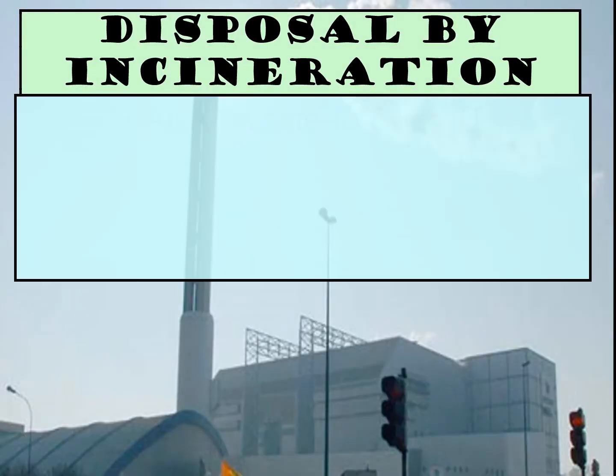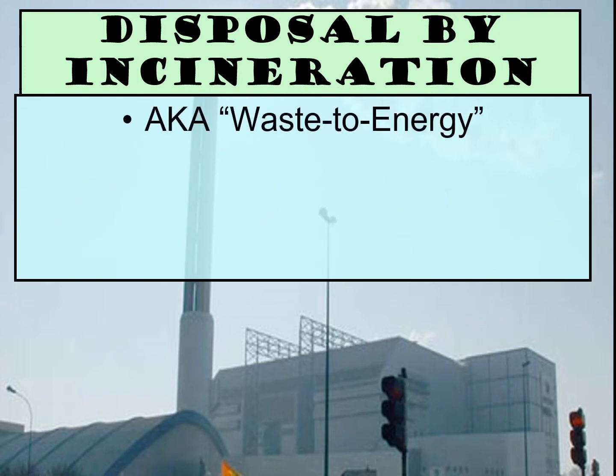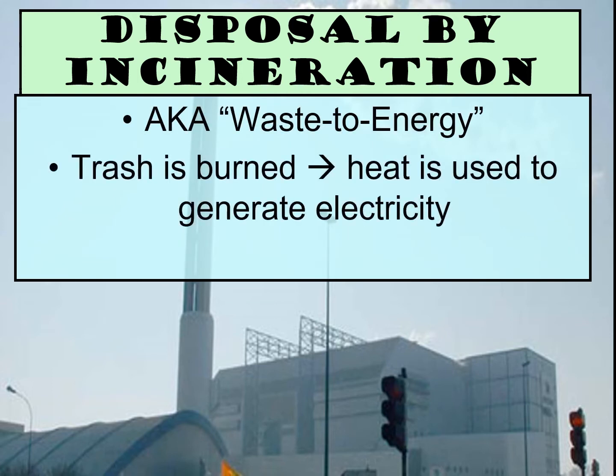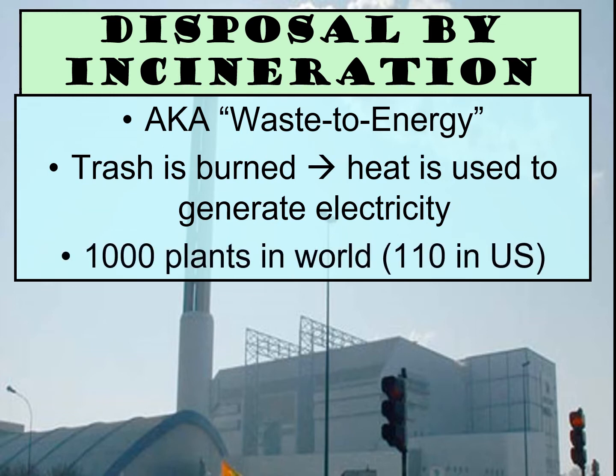Disposal by incineration is a technique that is sometimes referred to as waste to energy. This is where trash is burned and the heat that is created from that burning will usually be used to turn water into steam, and then that steam will spin a turbine to generate electricity. Approximately 100 of these plants exist in the United States, but there's about 1,000 worldwide.